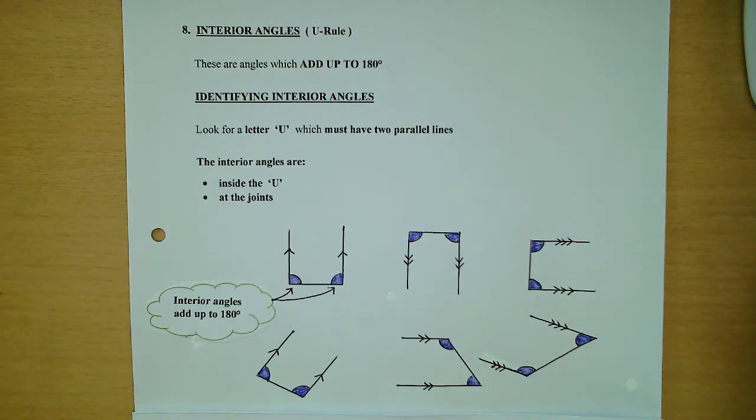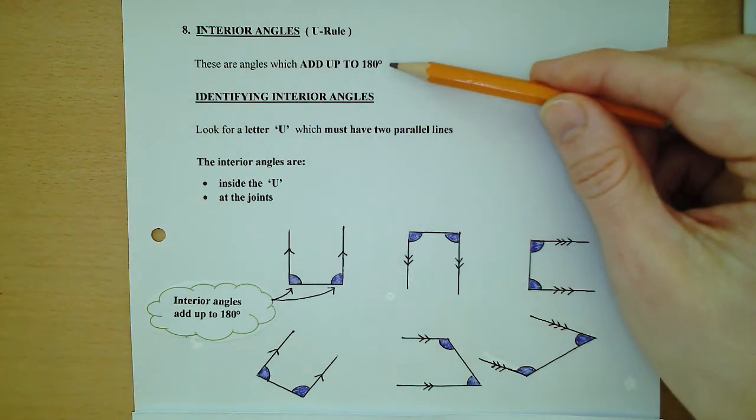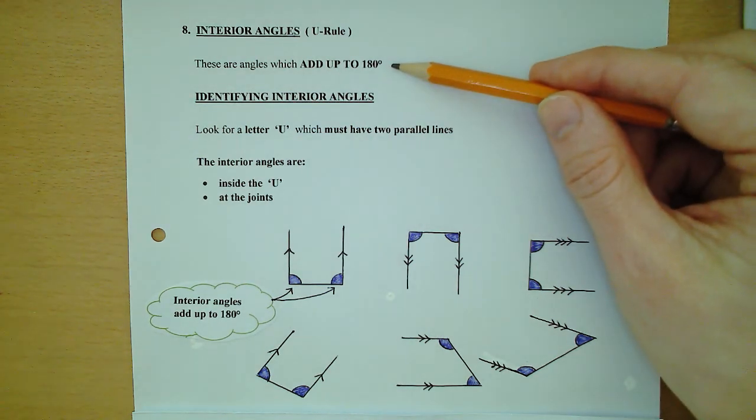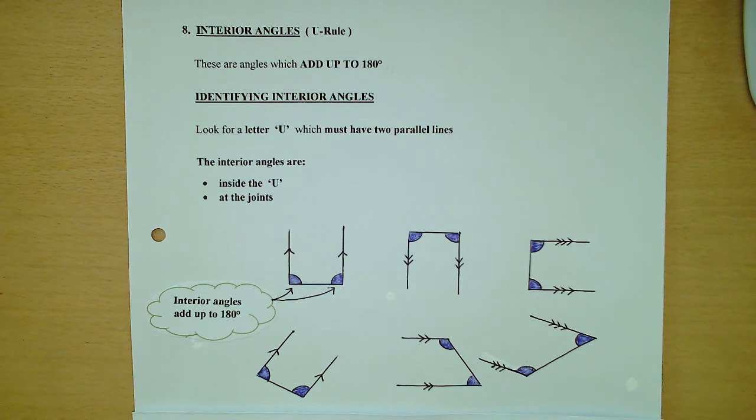We're now going to look at our final angle property called interior angles. These are angles which add up to 180 degrees. To identify interior angles, we need to look for a letter U which has two parallel lines.